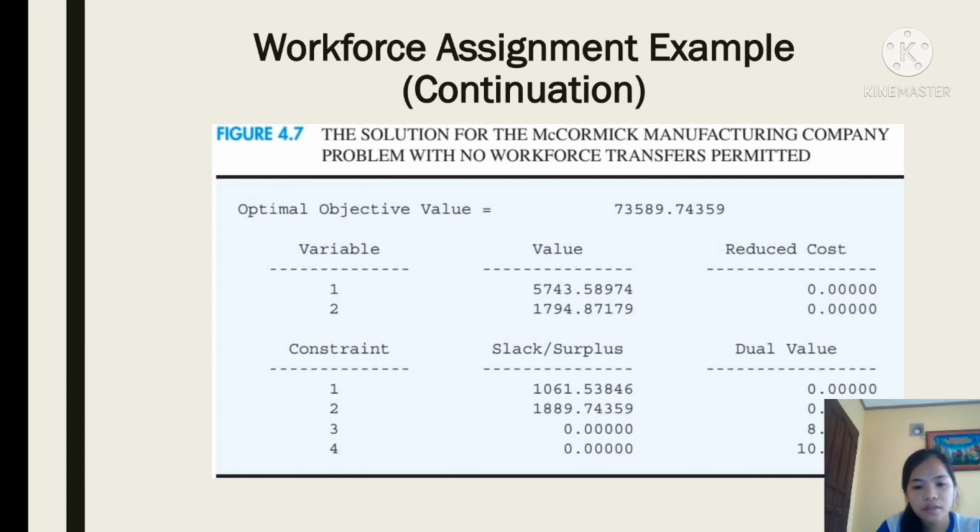And we have here the four constraints with their slack or surplus and dual values. For constraint 1, the slack value is 1061.53846 and its dual value is 0. For constraint 2, its slack or surplus value is 1889.74359 and its dual value is 0. For constraint 3, its slack or surplus value is 0, but its dual value is 8.46154. And last is constraint 4. Its slack or surplus value is 0, and its dual value is 10.25641.